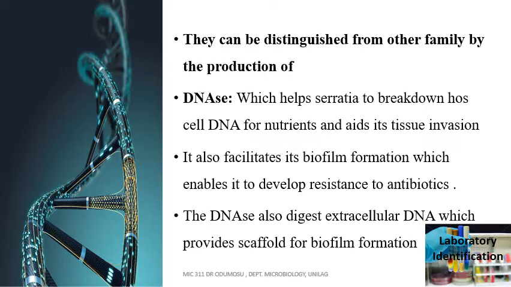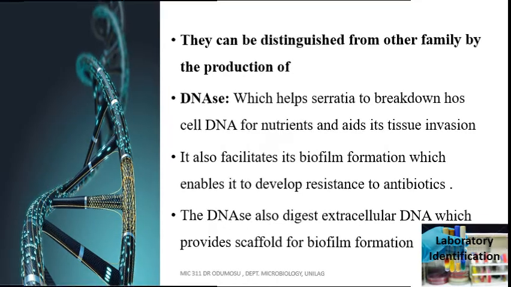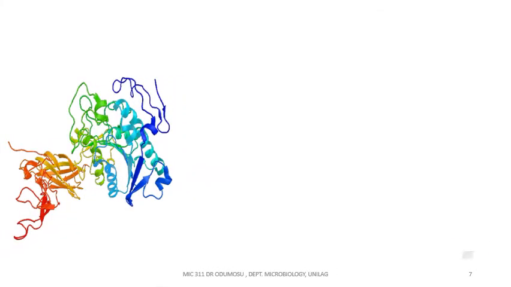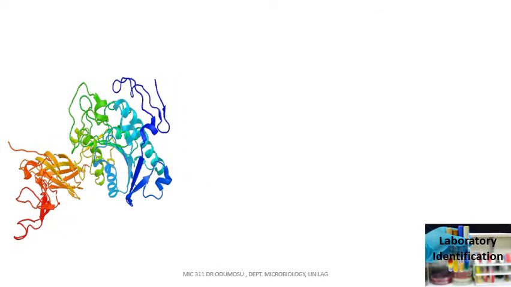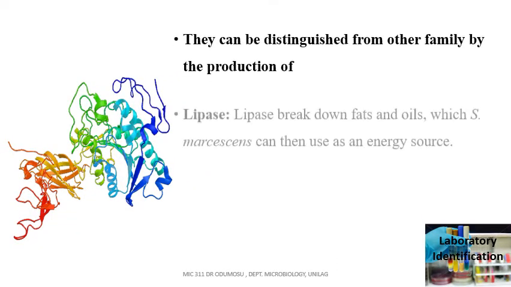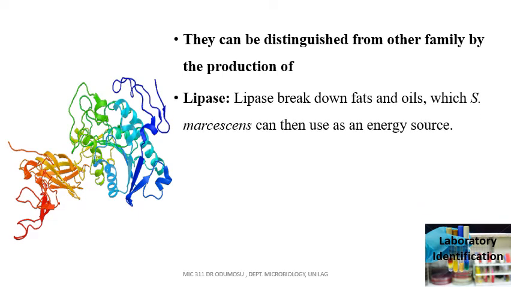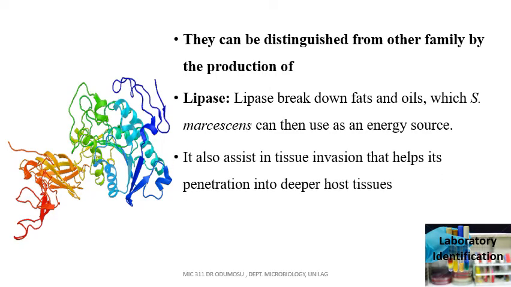So not only DNase, they also produce another type of enzyme, which is known as lipase. Lipase helps Serratia to break down fat and oil, which they can also use as an energy source. This also is a virtue because not all microorganisms have the ability to produce lipase.